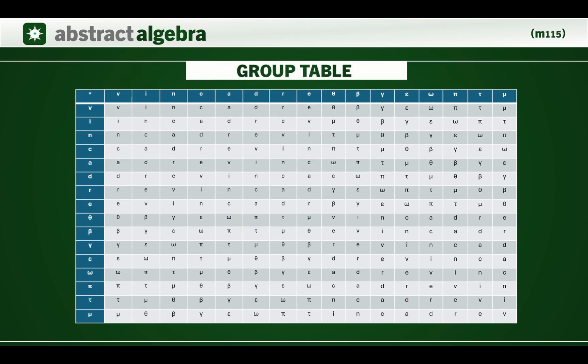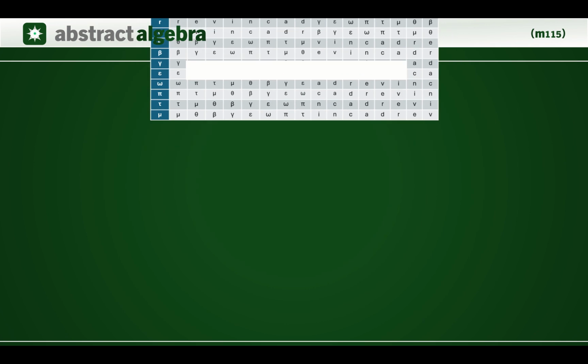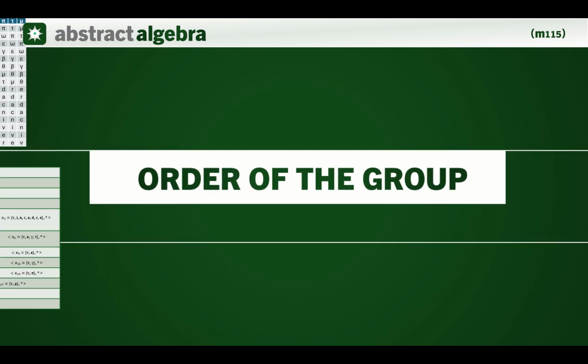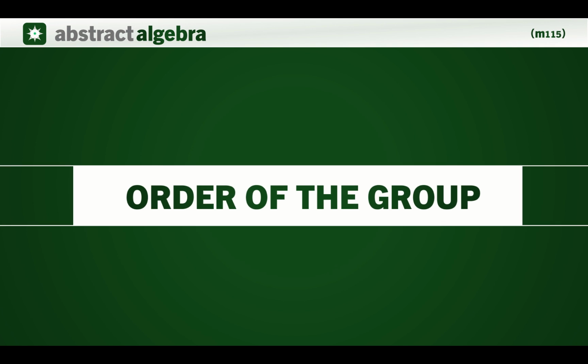So we have our group table here from our previous videos. And this is our improper subgroup, our proper subgroup, and our trivial subgroup. First, we are going to explore the order of the group.